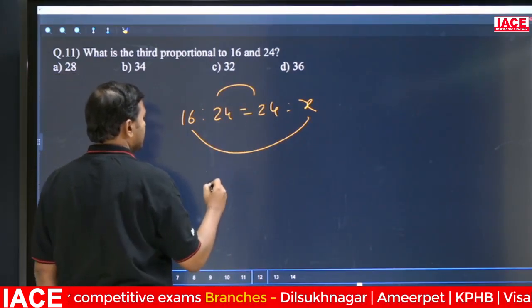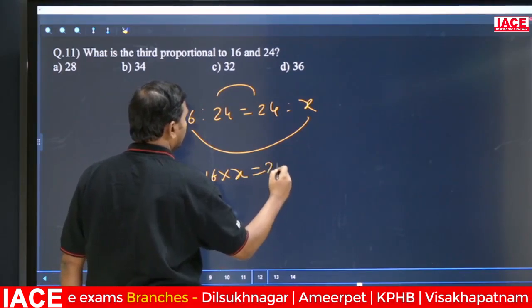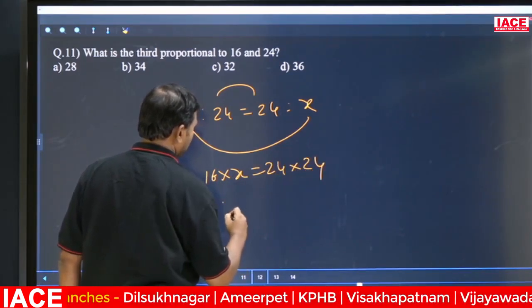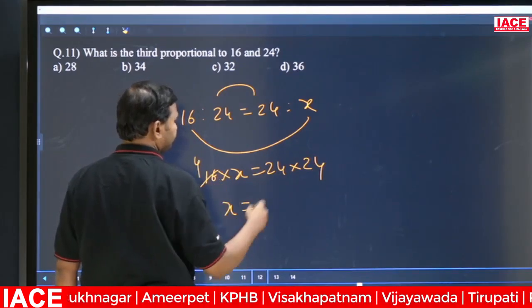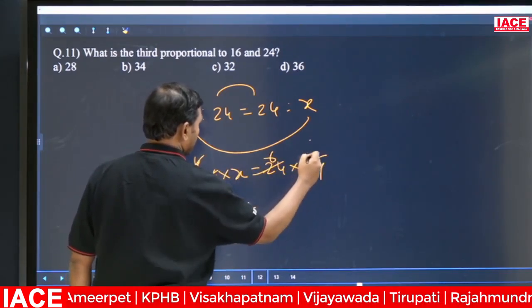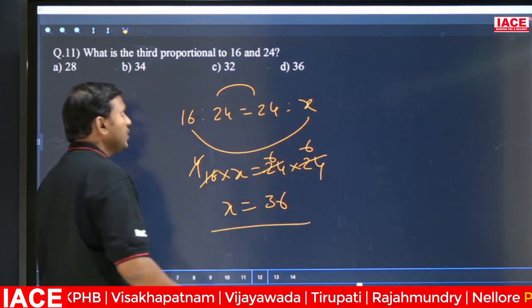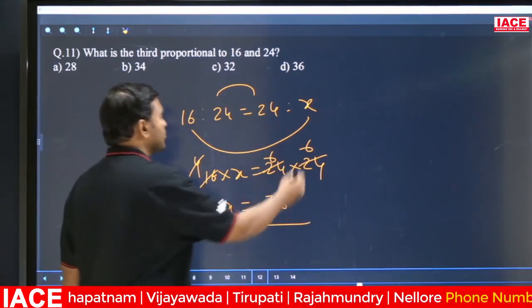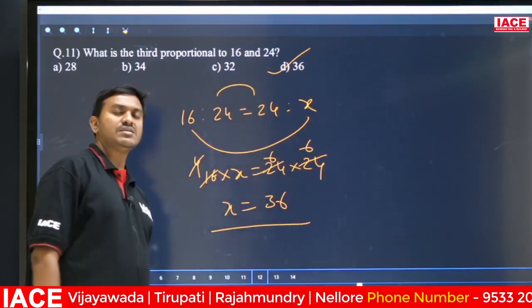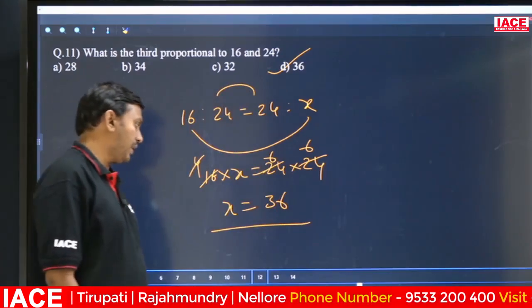So what will come? 16 into x equal to 24 into 24. So what is the value of x? That is 4, 6, 6. So x equal to how much? 36. What is the third proportional? The third proportional is 36. So 36 is the right answer. Okay, right.